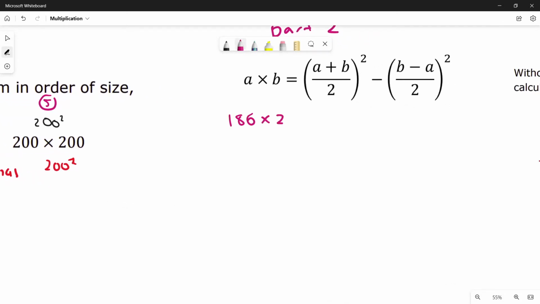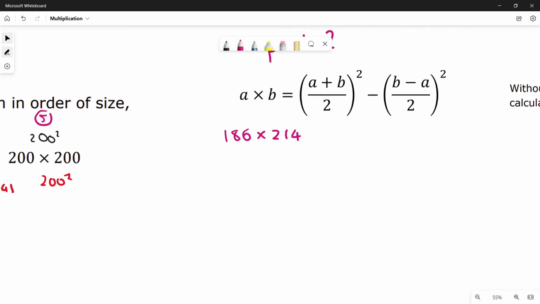186 times 214. The first thing we did is we wanted to find the value in the middle. What was that first number that both of these are symmetrical around? To do that, we find the middle. To find the middle of two numbers, we add them together and divide by 2, which gives me 200. Sometimes you can do this just by looking at them, but it's nice to have a formal method.